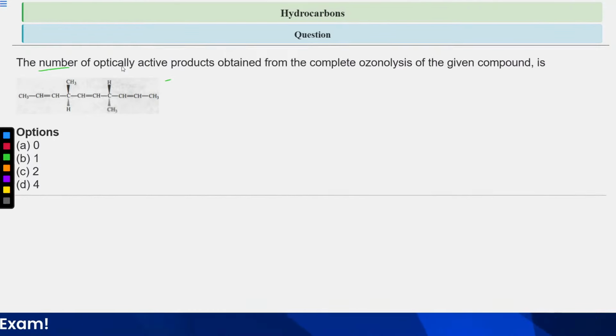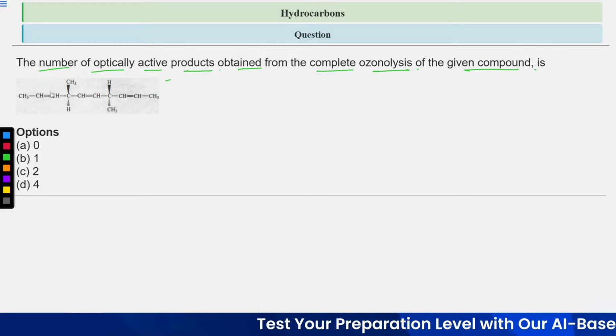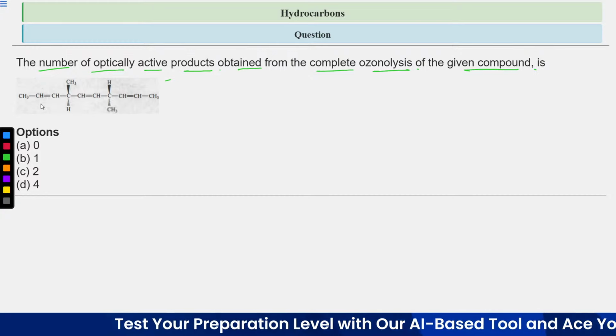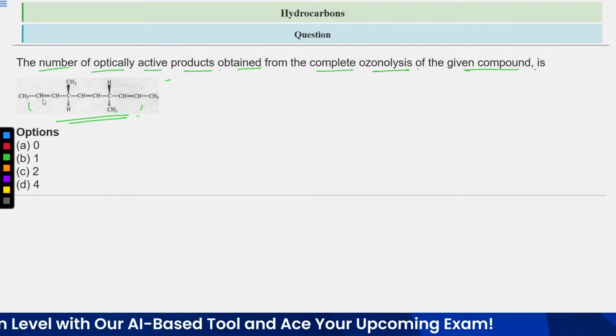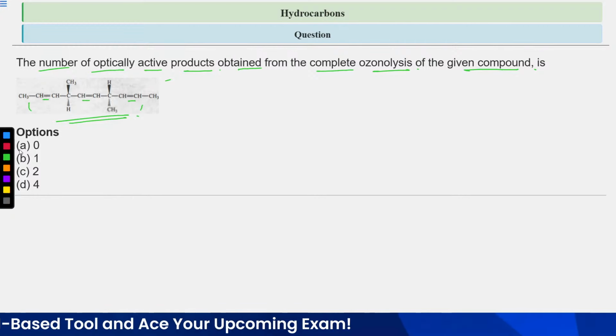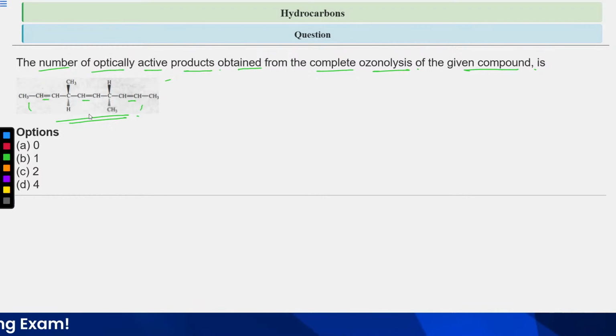The number of optically active products obtained from the complete ozonolysis of the given compound is. So we have a compound here. You can see the structure. We have a long carbon chain in which 3 double bonds are present between 2 carbons each, and this structure is a 3D structure.